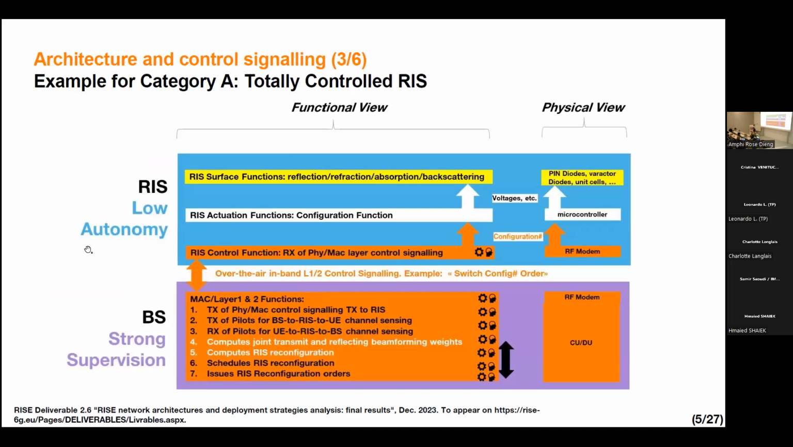Let's have a look at an example here. Here is an example of a totally controlled RIS. It has, of course, a surface with some functions: reflections, refractions, absorption, backscattering. I guess yesterday you had plenty of examples, right? It can use, from the physical viewpoint, pin diodes, varactors, whatever. And there is this RIS actuation function concept that was introduced by Vincenzo and NEC. Physically, it can be a microcontroller, the thing that is going to set the unit cells' state.